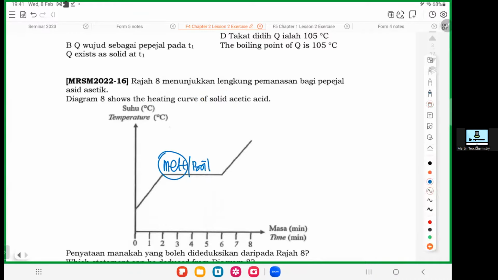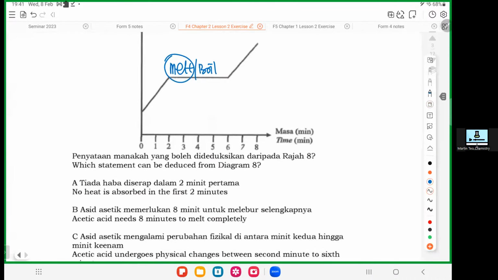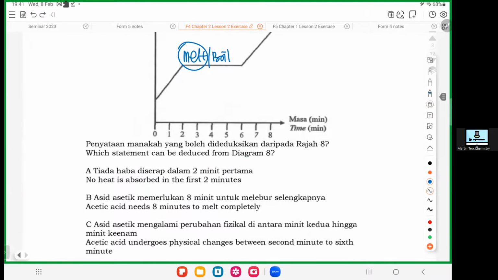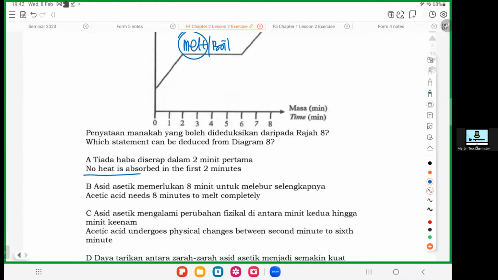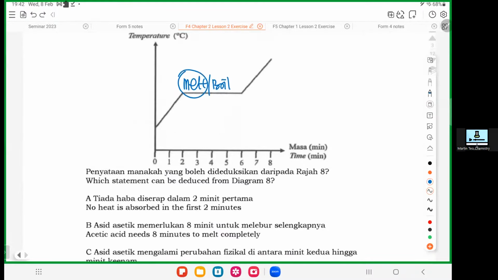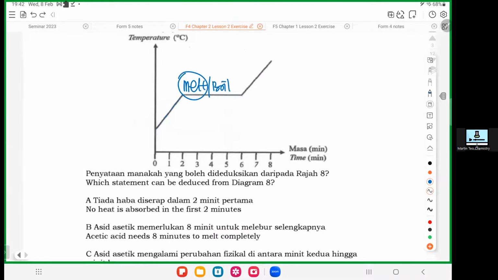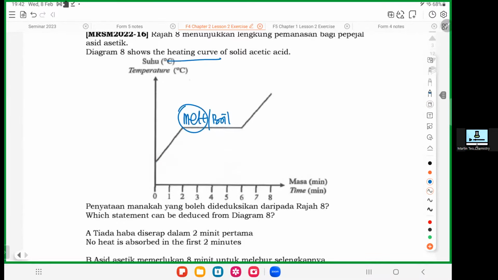Now, how to do it? Which of the statements can be deduced from the diagram? Deduce means conclude. A: No heat is absorbed in the first 2 minutes. In the first 2 minutes, no heat absorbed? No. A heating curve always absorbs heat, no matter where you are on it.